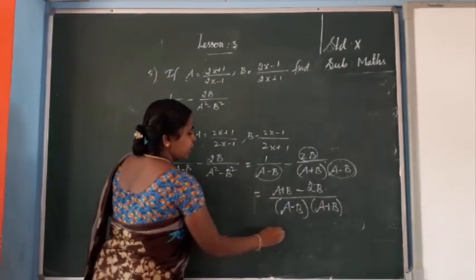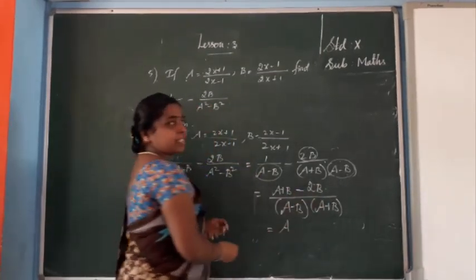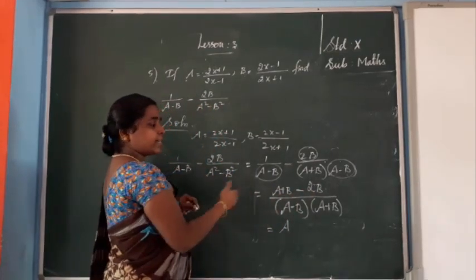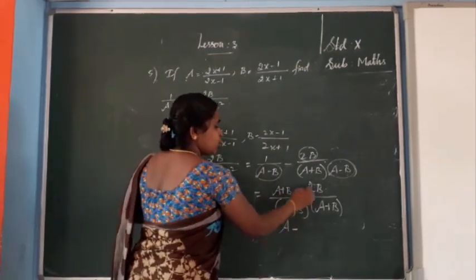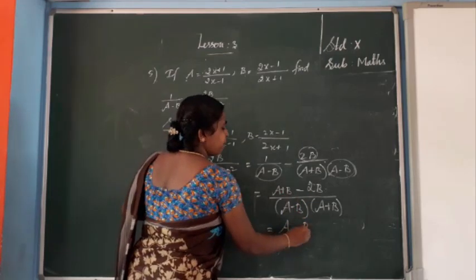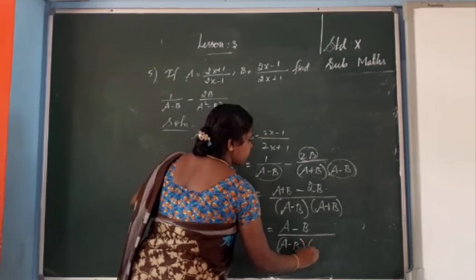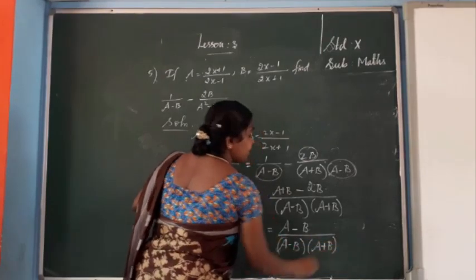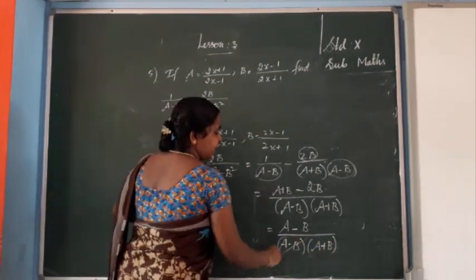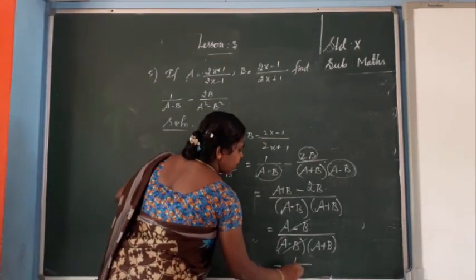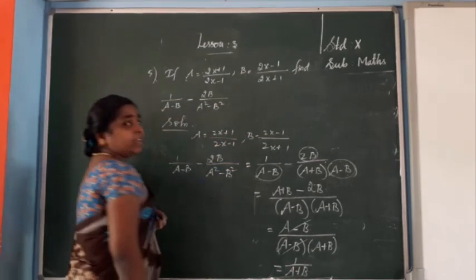Okay, next A minus B minus 2B. You see, 1B minus 2B. So the greater is minus, so minus 2 minus 1, that is 1. So we get 1 by A minus B into A plus B. Now you simplify. A minus B cancels. What is remaining? 1 by A plus B. Okay, 1 by A plus B.